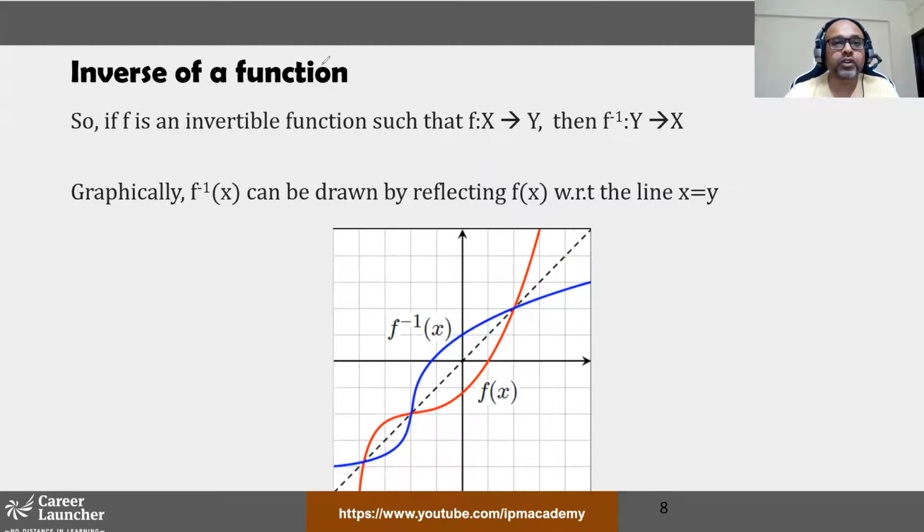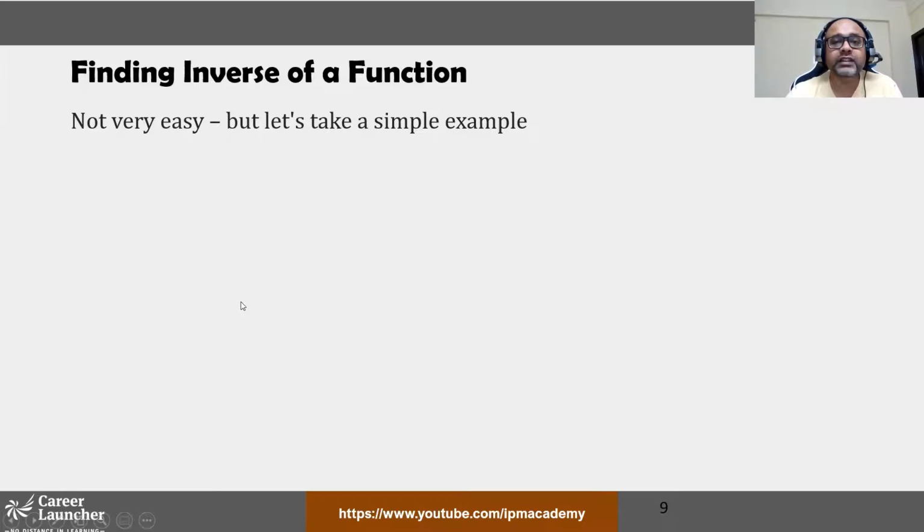Now we know how to draw the graph, but first of all, how do we find the inverse? What will be the equation of this inverse? Finding inverses may not always be easy, but we will take the cases where it is simple. Realistically speaking, it's not always easy to find the inverse, even if it exists. But we will take one simpler example to see the logic behind it.